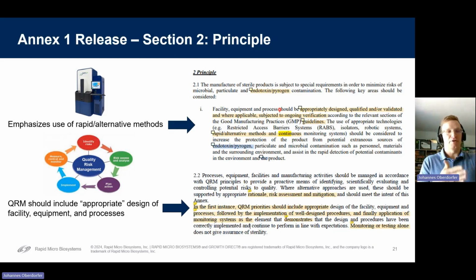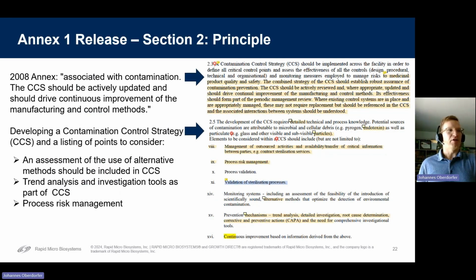If you might have wondered, I have here a commented version, with snippets of a commented version of the Annex 1, where we have in blue completely new additions and in orange something that was rephrased or changed. And then in principle, there was also in the 2008 version the point that the CCS should be actively updated and should drive continuous improvement.